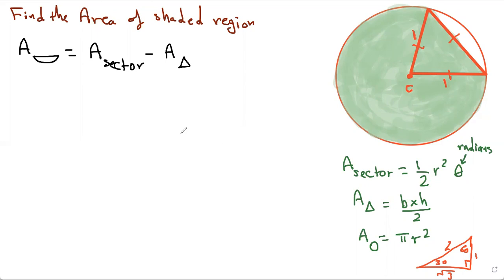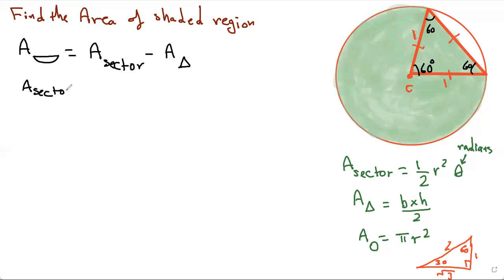So the area of the sector, we know it's half r squared theta, and theta has to be in radians. So let me just show you a few things that were given here. So they've given us the radius here is 1, and they said this is an equilateral triangle, which means all the angles here are 60. So 60, 60, 60 degrees.